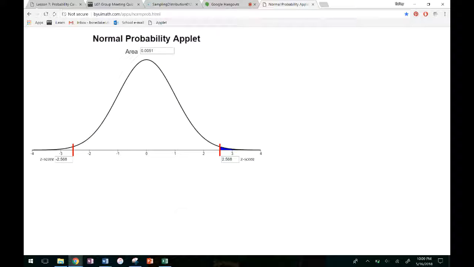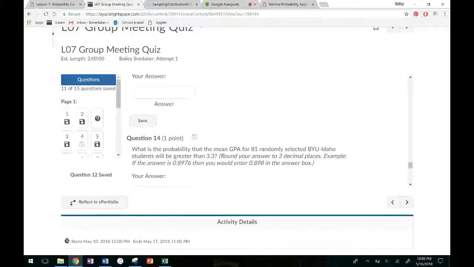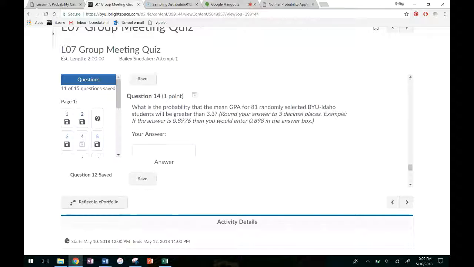So wait, is it everything to the left of that or is it everything to the right of it? I think it's the left, but it doesn't really matter because those two sections are the same. But it doesn't take in the middle, is that what we're saying? Oh, right, yeah. Okay. So 0.005. So is it the same answer for 15 then? Probably, yeah. All right.